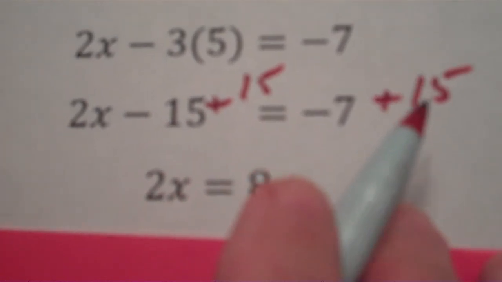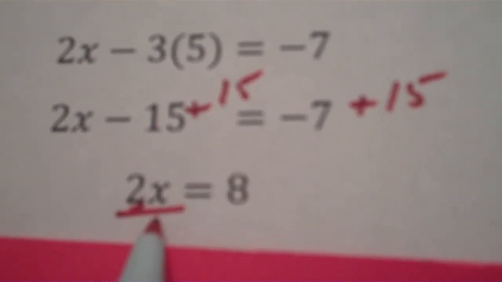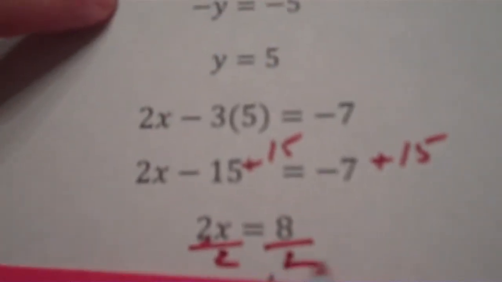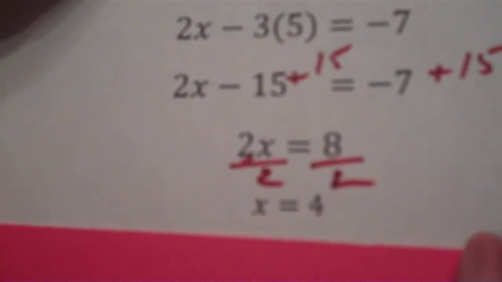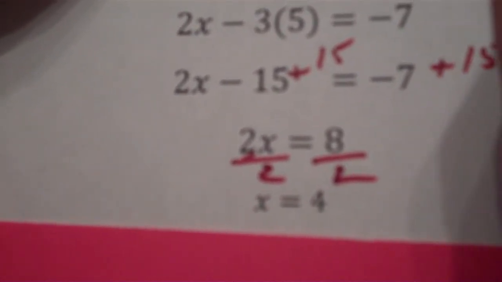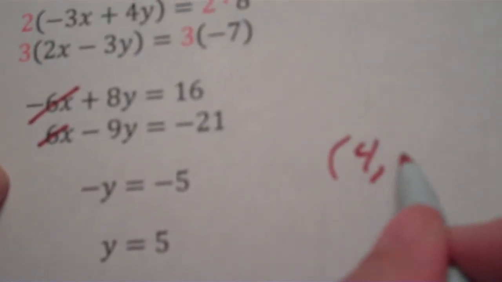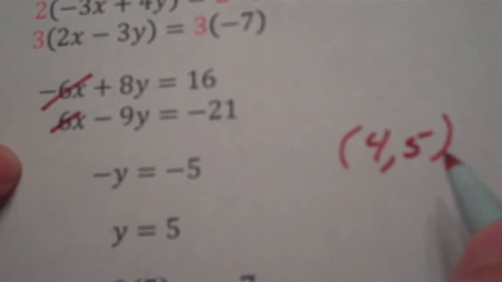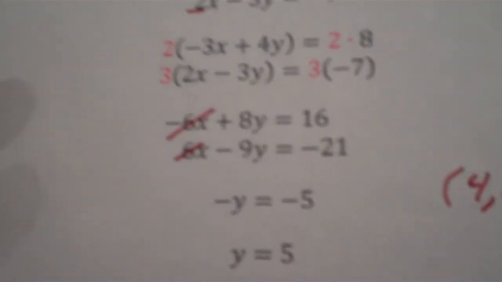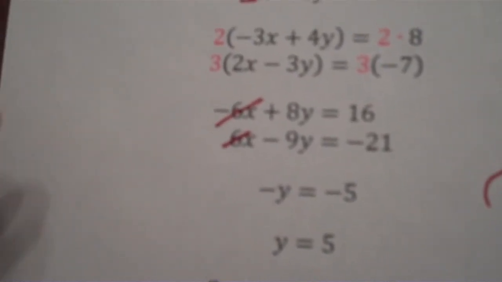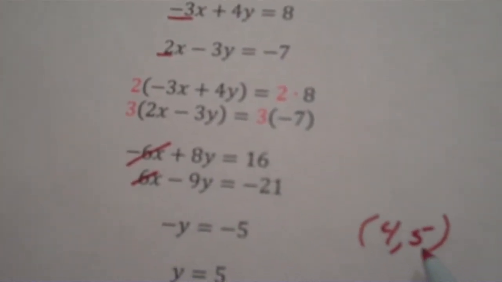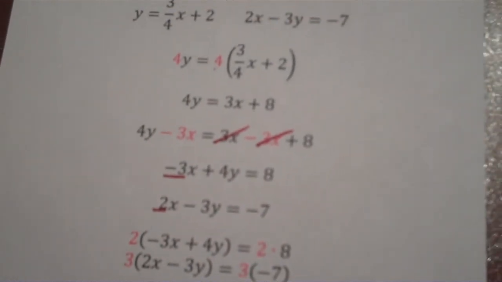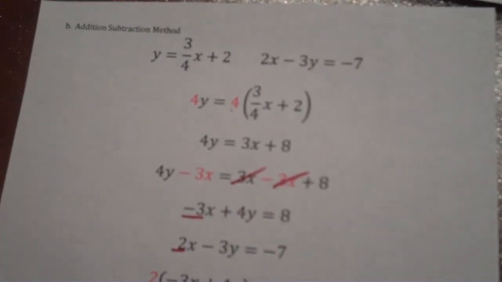Now, all I have to do is get rid of the 2. I'll do that by dividing both sides of my equation by 2, and I end up with my final solution of x equals 4. So my solution again is 4, 5. Now, I didn't do this before, but once again, it's a good idea to plug that point into the other equation to make sure it works. And let's talk about that.